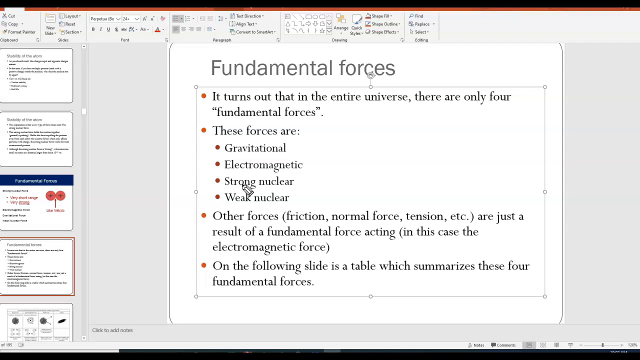Okay, the strong nuclear force we've talked about. The weak nuclear force we'll talk about a little bit more. But there's only these 4 fundamental forces in the entire universe. And we'll talk more about that in IB physics too. But that's kind of a crazy thing that we can simplify all of the forces we know about into those 4.